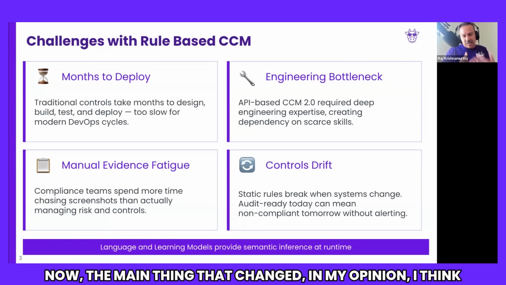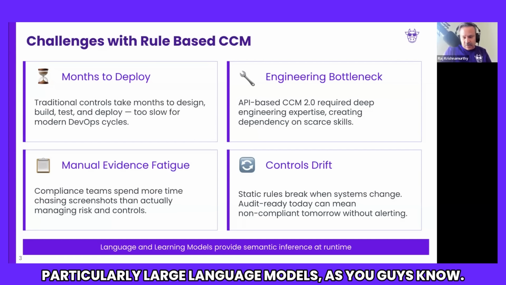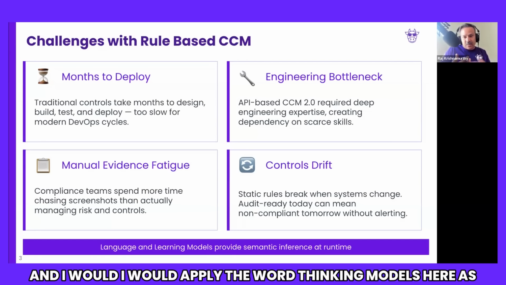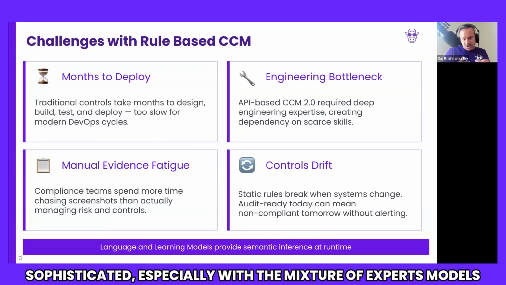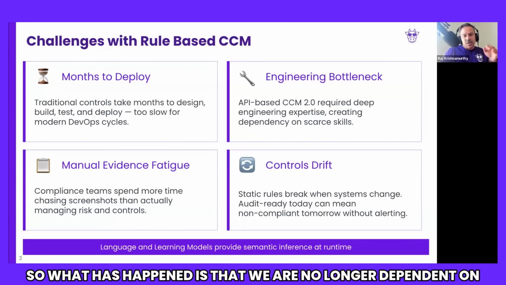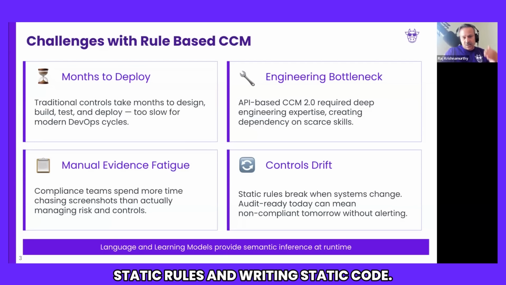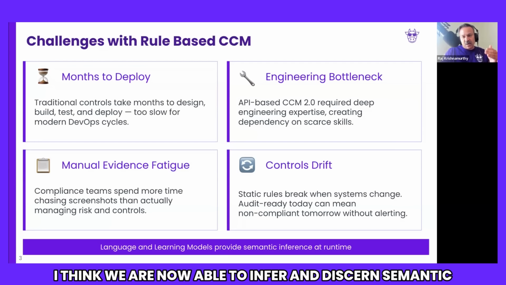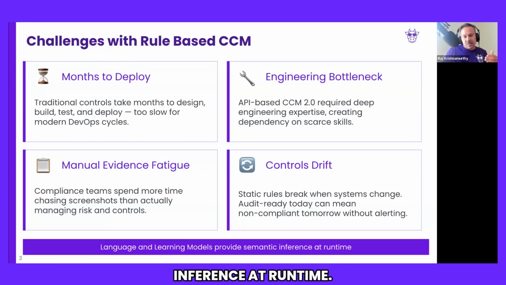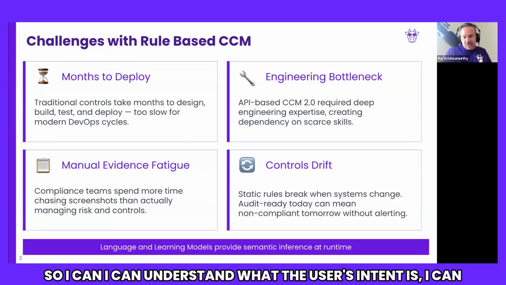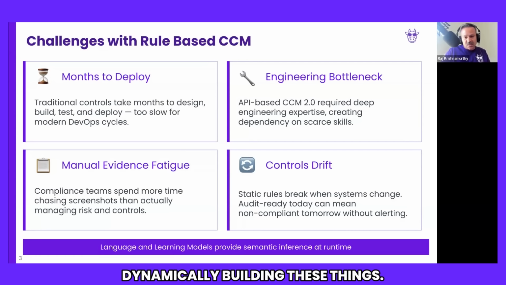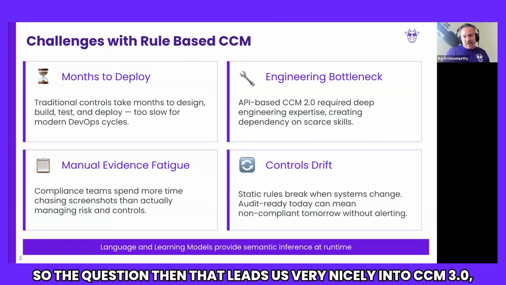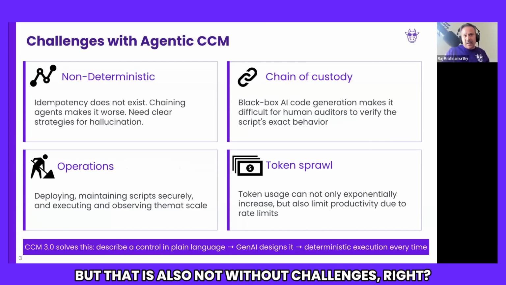Now, the main thing that changed, in my opinion, is large language models, as you guys know. I would apply the word thinking models here as well, because the language models have become a lot more sophisticated, especially with the mixture of experts models that are being developed. So what has happened is that we are no longer dependent on static rules and writing static code. We are now able to infer and discern semantic inference right at runtime. So I can understand what the user's intent is, I can understand what the data says, and I can start dynamically building these things in the new world of LLMs.